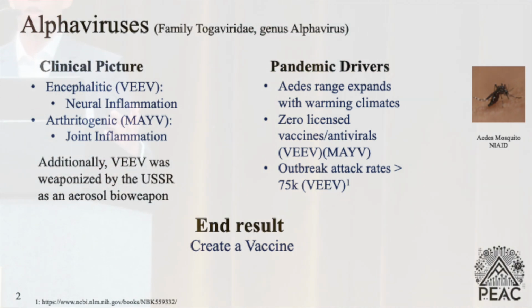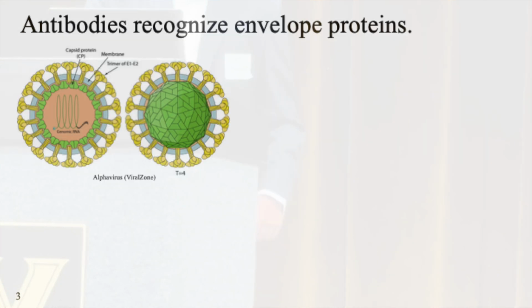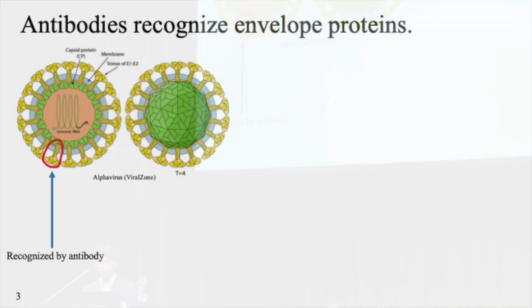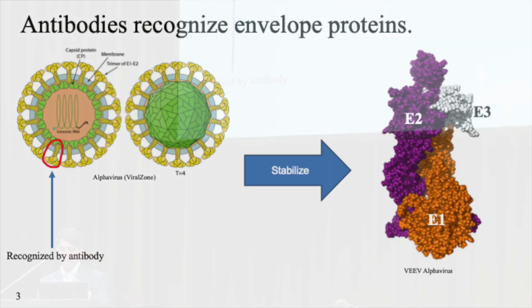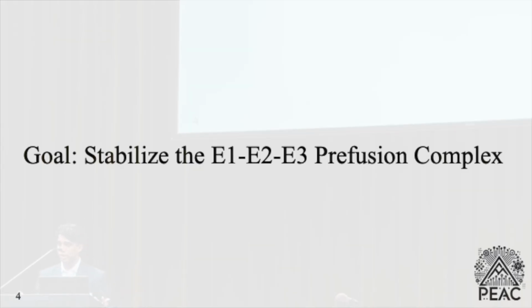So our goal overall is to create a vaccine for this problem. We know that alphaviruses are enveloped viruses, and antibodies target envelope proteins. So when we look at this image of an alphavirus right here, an antibody would be targeting this portion, which makes it extremely important for us to stabilize that, zoomed in. And that's our goal for this computational pipeline. We want to stabilize the E1, E2, E3 prefusion complex.